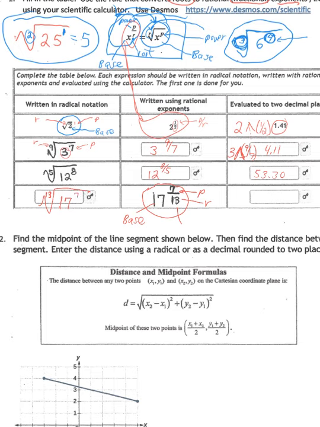So I can go backwards with the rule as well, forwards and backwards. And here it makes sense, once again, to take 17 and raise it to the 7 over 13 power. You get 4.60. Hopefully you're okay with evaluating.